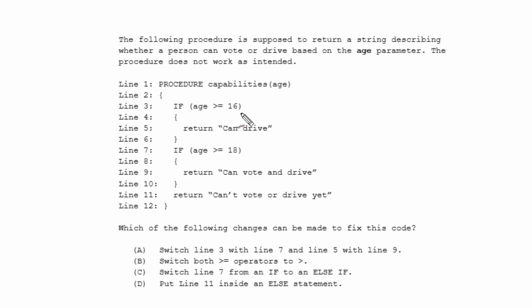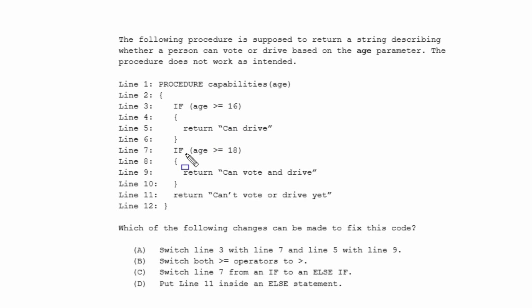This is the type of problem that asks you, here's some code that's supposed to do something, but it doesn't, and how would you fix it? First, let's figure out what's wrong with this code. You can see that if you are 17 years old, it's going to say you can drive, and it's not going to say you can vote, because you need to be 18 for that. It's shown right over here. And that's correct. That's basically how it's supposed to work.